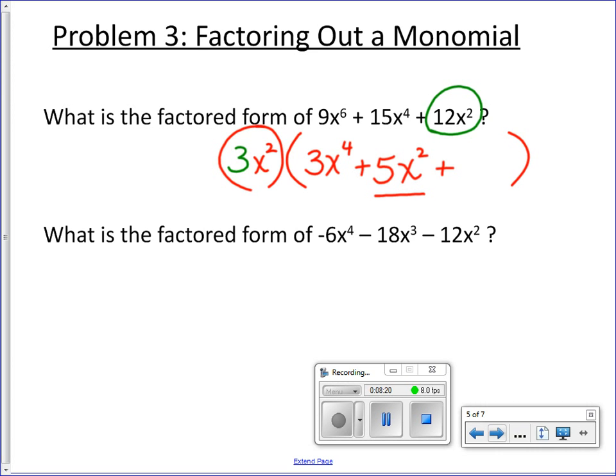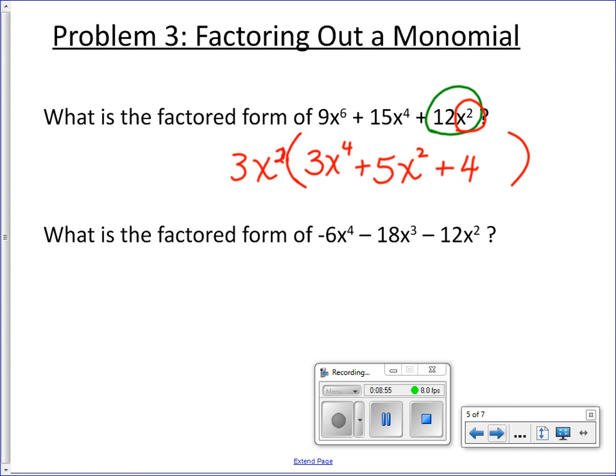Well, I know that 3 times 4 gives 12, and x squared is already in my multiplier, and x squared is all I need here, so I'm done. I don't need to add any x's after the 4. So my final answer, and I'm going to erase this and just rewrite that, is 3x squared times the quantity 3x to the 4th plus 5x squared plus 4.